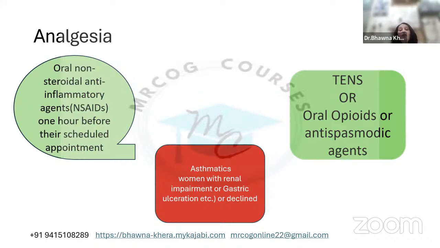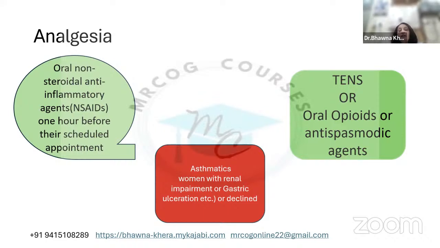So TENS or oral opioids or antispasmodic drugs. Antispasmodic drugs like hyoscine, that is the buscopan. So these types of drugs. Now TENS is safe. What is the problem with the oral opioids? Why we are not preferring it as a first line? Because of the problem of dizziness.